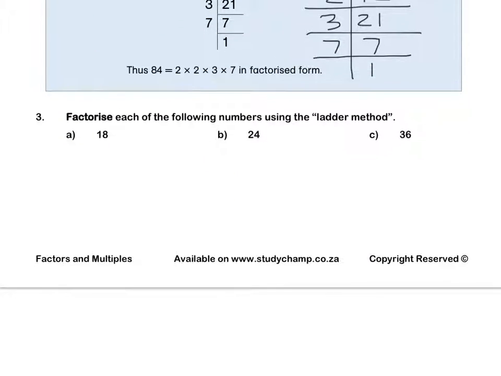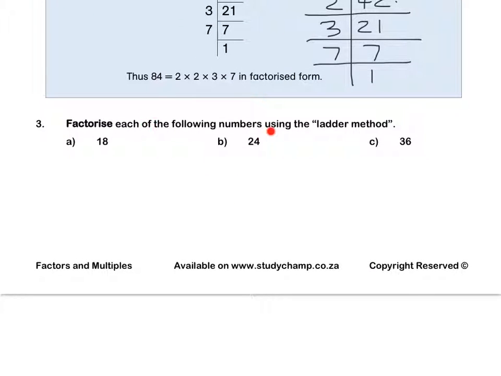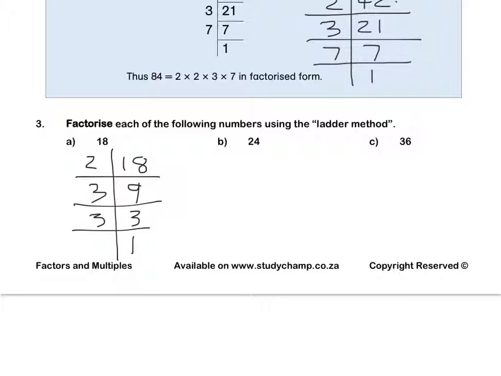Question 3. Factorize each of the following numbers using the ladder method. Let's do 18 together, it's nice and easy. We put 18 at the top of our ladder. Is 18 divisible by 2? Yes, and the answer is 9. Is 9 divisible by 2? No. Divisible by 3? Yes, and the answer is 3. And 3 is only divisible by 3 to get 1. Therefore, 18 is equal to 2 times 3 times 3 in factorized form.